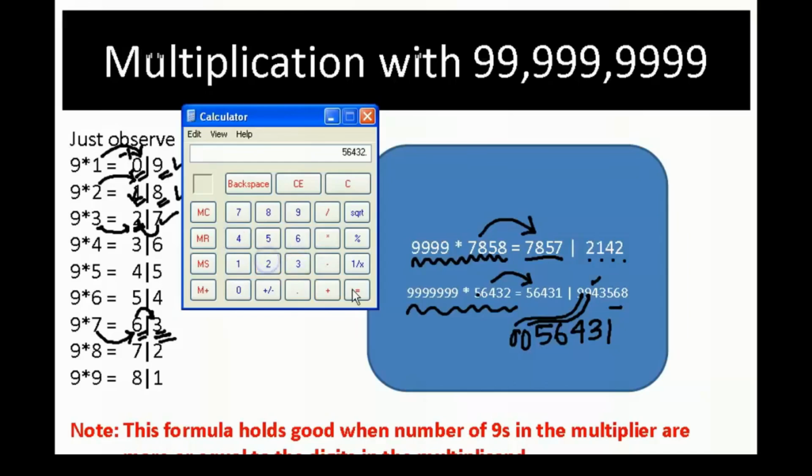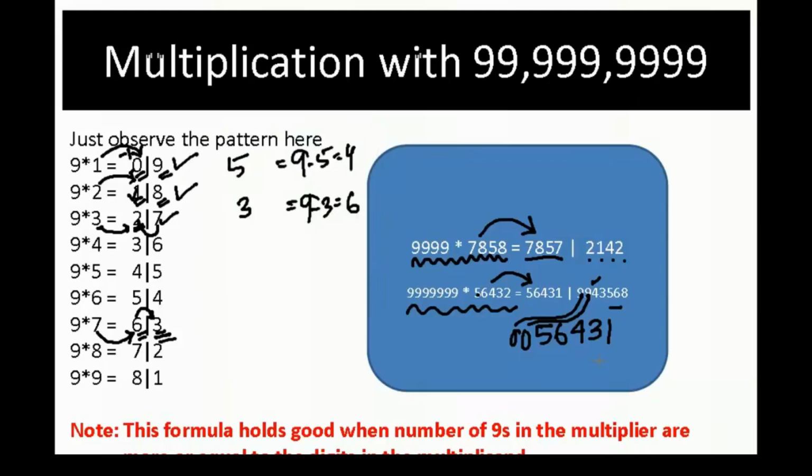Let's check it once. We need to multiply 12,345,679 into 56,432 using 7 9s. So our answer is 5 sextillion 643 quintillion 156 quadrillion 431 trillion 994 billion 356 million 843,568. That's all the answer for us.